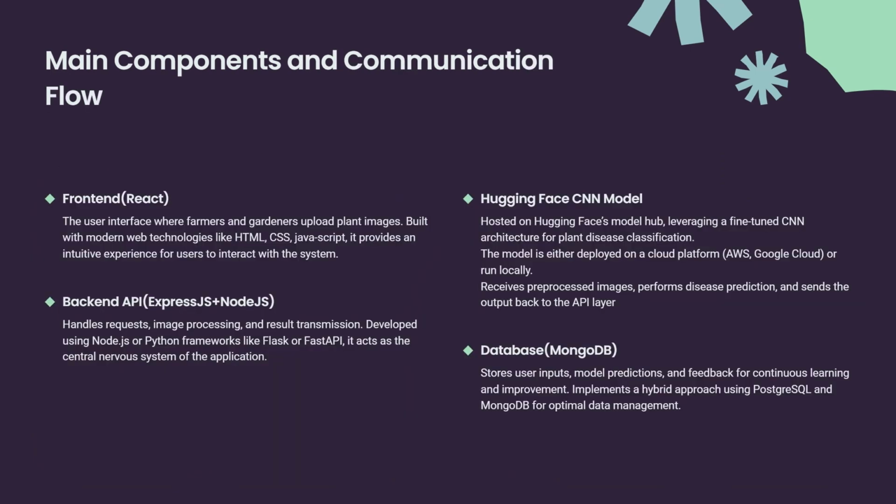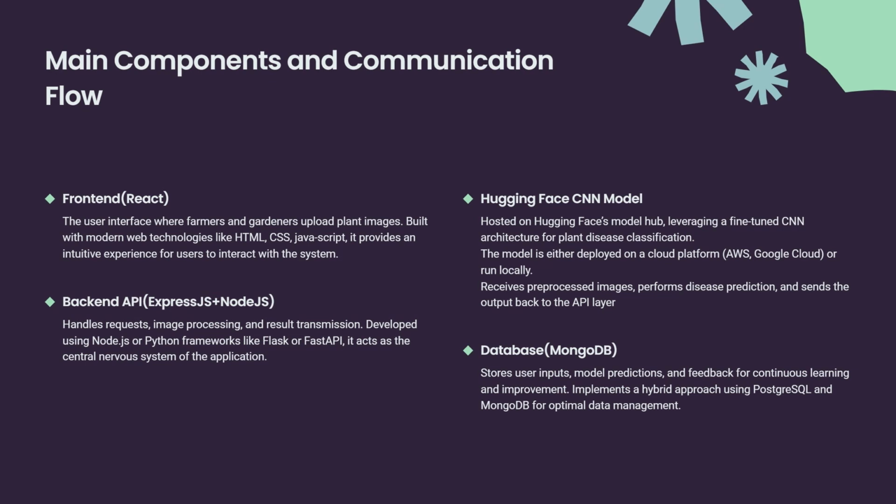Further delving into the main components of the system, we have the front-end part, which is used to develop the user interface where the applicants can upload the image for the disease prediction. It is built through modern web technologies such as HTML, CSS, JavaScript, and React.js. It provides an intuitive experience for the users to interact with the system. And then we have the backend API, which is a hybrid of Express.js and Node.js and Python frameworks such as Flask and FastAPI. It acts as a pathway for the communication. It handles requests, image preprocessing, and the result transmission. In a way, it is the central nervous system of the application.